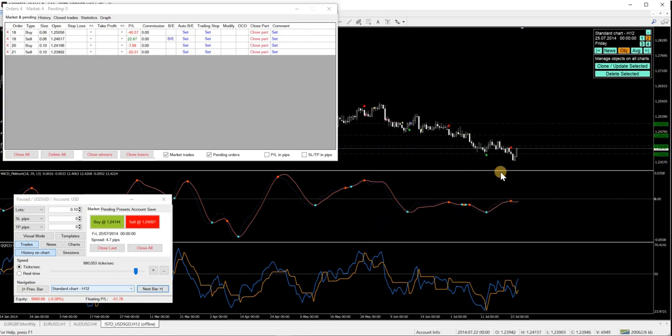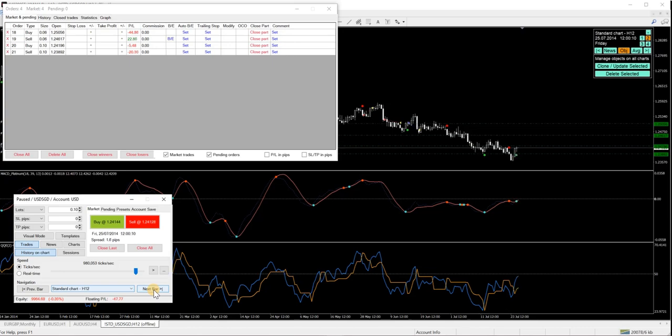MACD platinum, you can see here that the price is heading down. So there's lower lows on price. MACD platinum's sort of heading down. It's not. It's more trying to go up now. So there is divergence there, but we'll see how we go. Looking for a buy. See if we can get out of this mess.